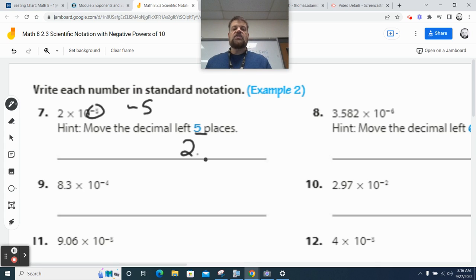So that means I start here and I'm going to go 1, 2, 3, 4, 5. Now, this is what I was talking about. It's easier to remember if you have a negative power of 10, you're going to end up with a decimal. And then if you think, well, if it's a decimal, then you can figure out whether you go left or right.